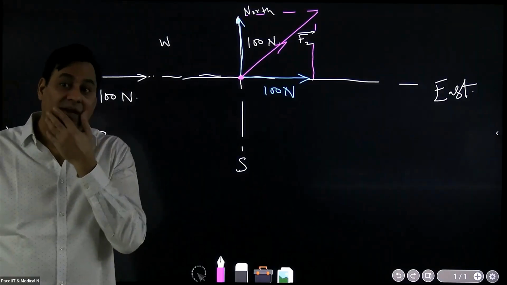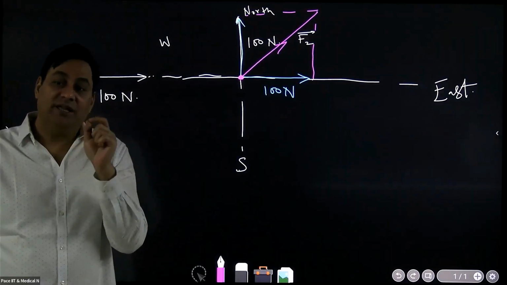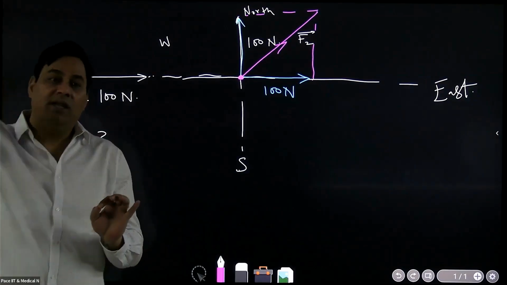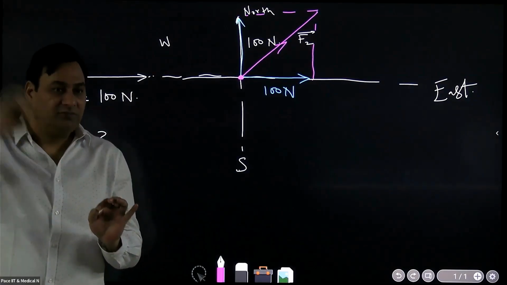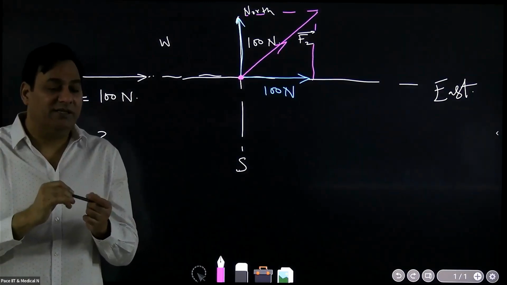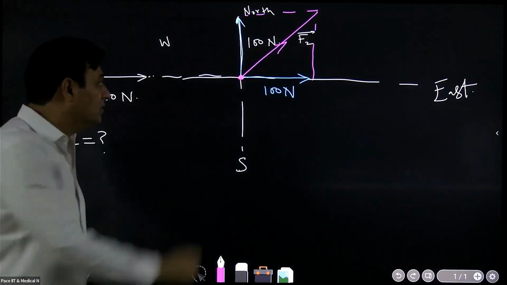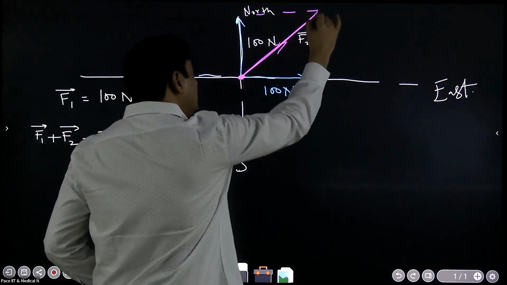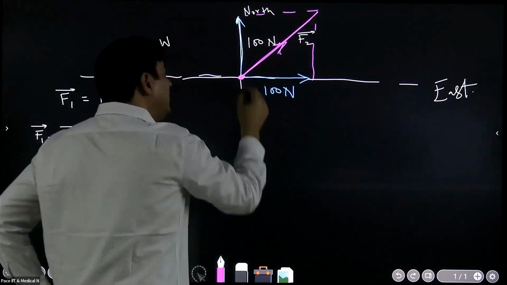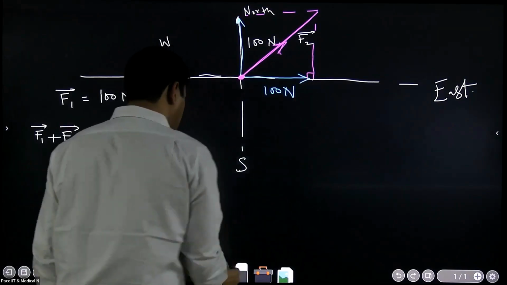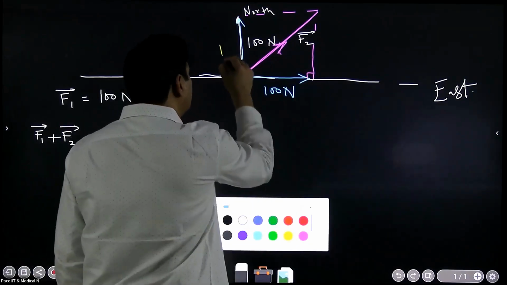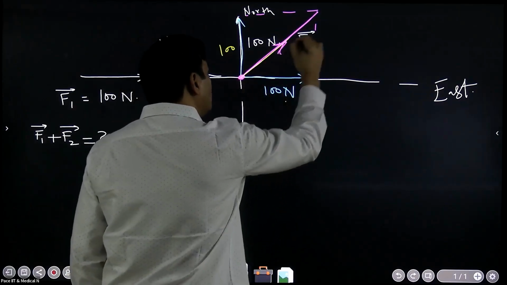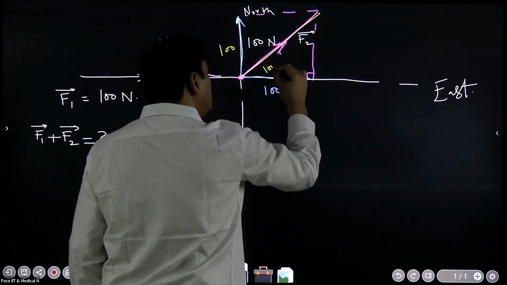Whether you do it in a triangle or in a parallelogram, the first tail that you have drawn on paper to the last head you have drawn, start from the first tail. Here the tails of both are at one place, so we start from here. This diagonal will represent a plus b, and how much will it be? This is 90 degrees. So if this is 100, this is 100, how much will this be? Quick.